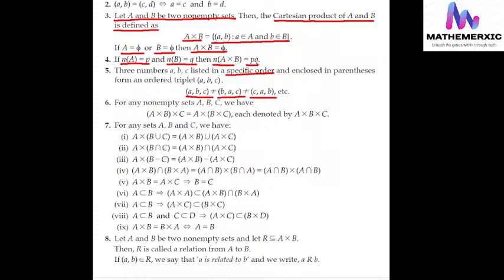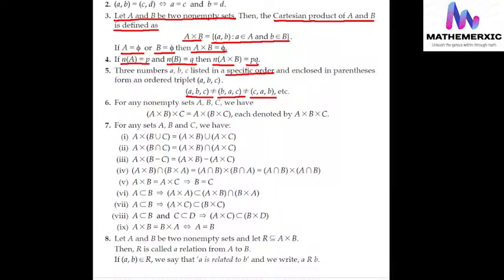For any non-empty sets A, B, C, we have A cross B cross C. Obviously these brackets can change. A cross B cross C is denoted by A cross B cross C, or the Cartesian product of these.